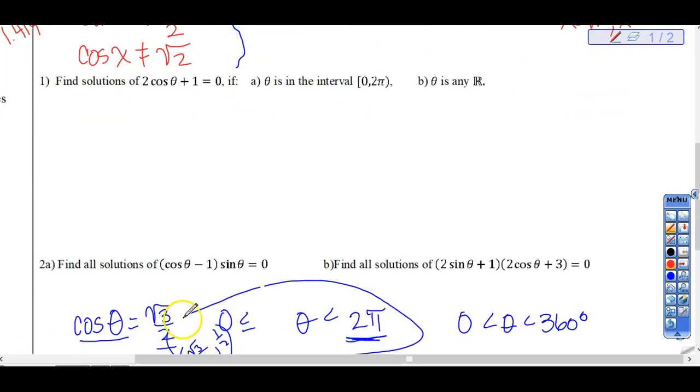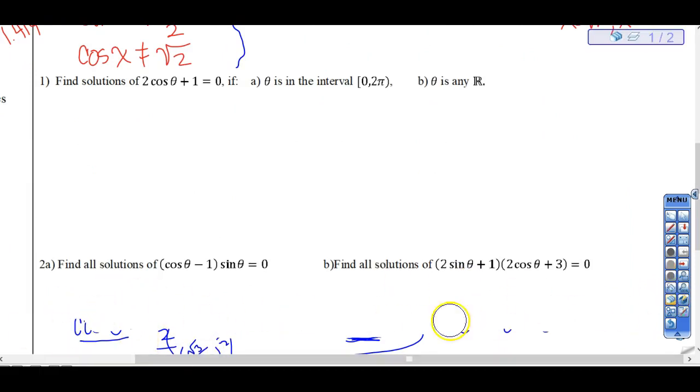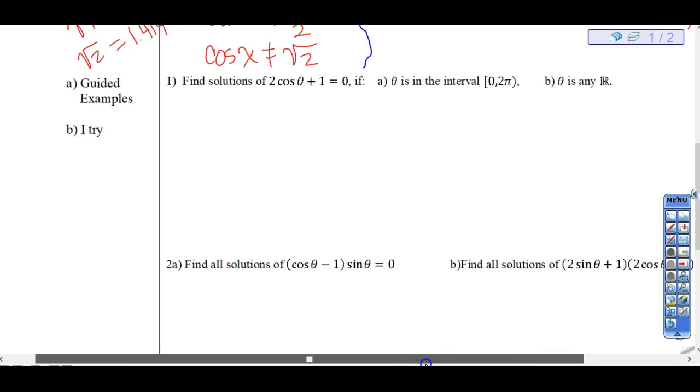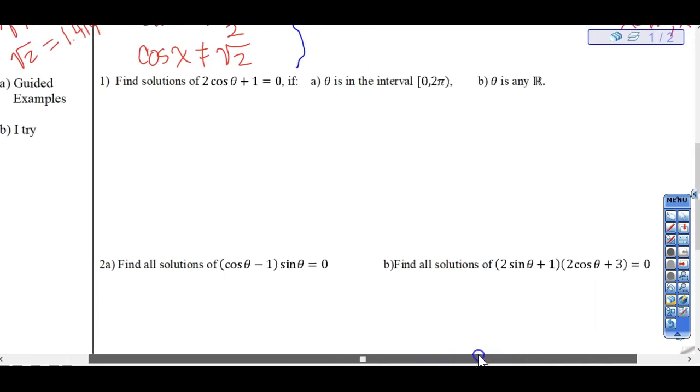So let's take a look at problem 1. It says find the solutions of 2 cosine theta plus 1 equals 0, if theta is in the interval 0 to 2 pi, and theta is any real number. I'll do A, you do B.